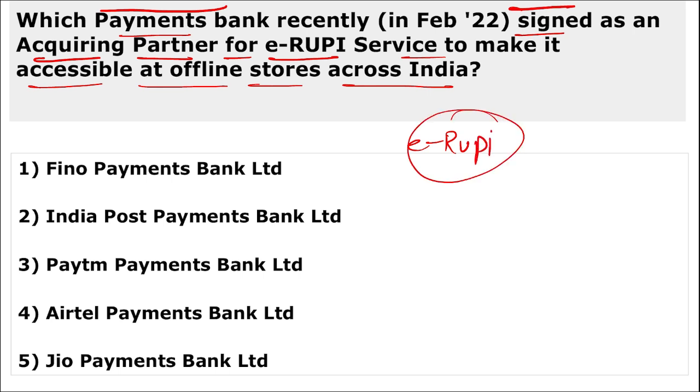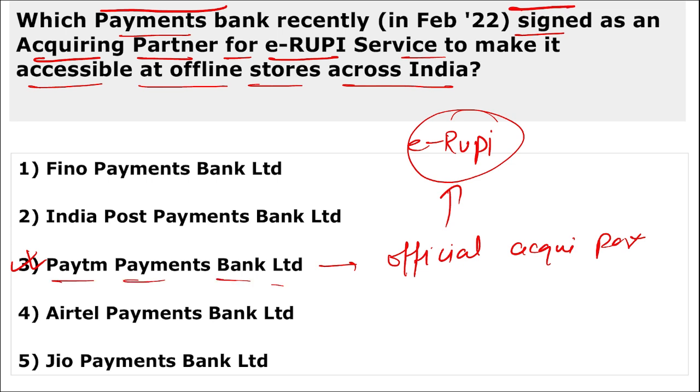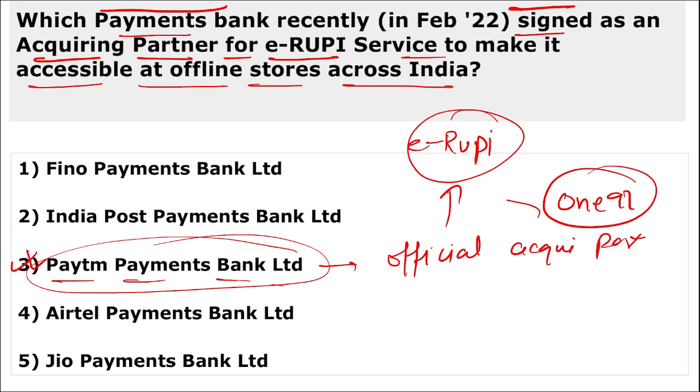Acquiring partner for e-rupee service to make it accessible at offline stores across India. It will be Paytm Payments Bank Limited. All right, Paytm Payments Bank Limited announced that it became the official acquiring partner for e-rupee vouchers, which will be accessible at offline stores across India. And remember, Paytm Payments Bank Limited has also partnered with One97 Communications Limited, which owns Paytm, for improving its strong merchant base. So One97 Communications is actually the parent company of Paytm Payments Bank Limited also.